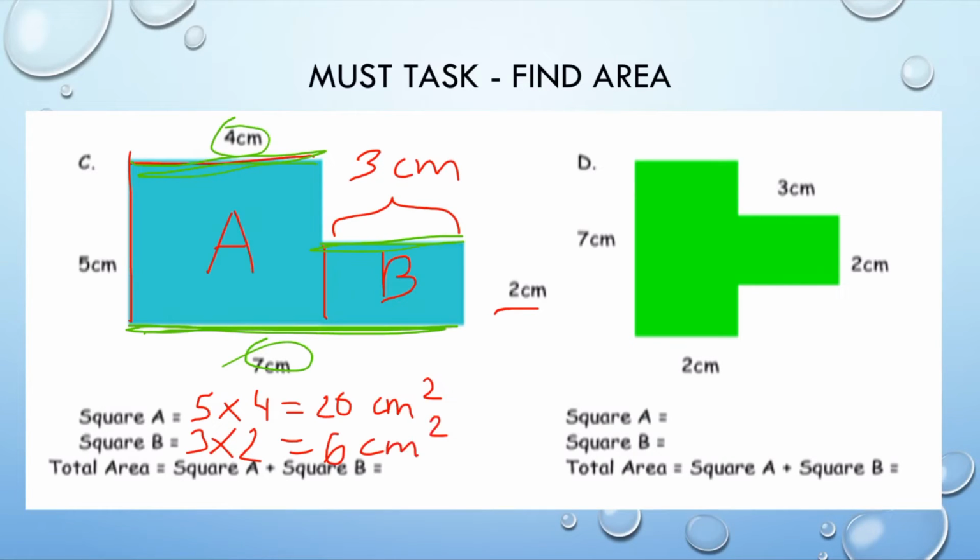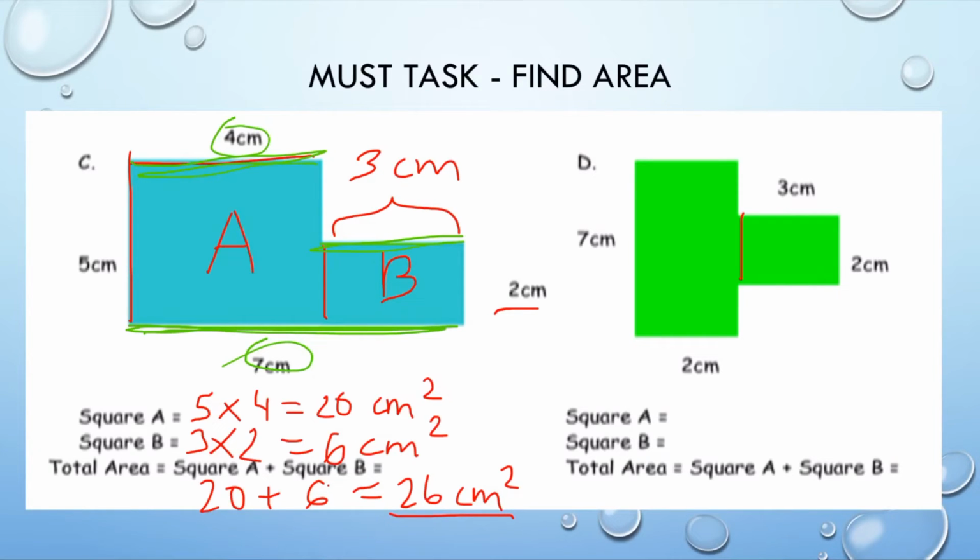centimeters squared. Total area is equal to square A plus square B. Square A has an area of 20 centimeters squared plus 6 centimeters squared, which is for square B. Now we just add both of them and we get the answer as 26 centimeters squared. This is the answer for this composite shape.